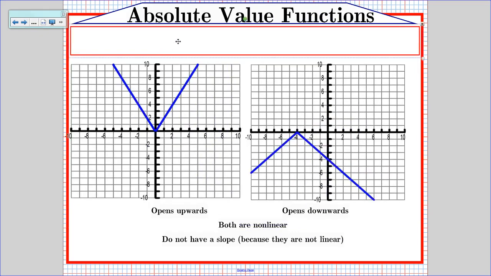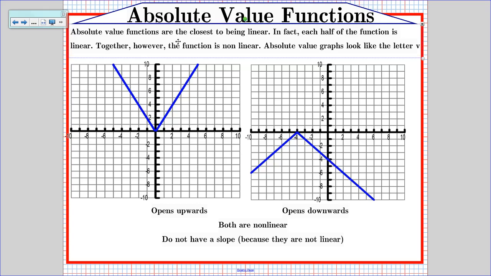Alright, next, an absolute value function. An absolute value function is the closest to being linear. In fact, each half of the function is linear. However, the function is not linear. The graph changes directions at its vertex, which is either going to be its minimum or its maximum. These open upwards and downwards similarly to the quadratic function. Both of these are nonlinear, even though they look linear for half of the time, and they don't have slope because they're nonlinear. They break the rule that they are not supposed to turn to be linear. These do turn, so they are nonlinear.